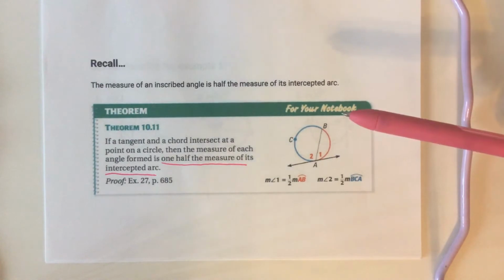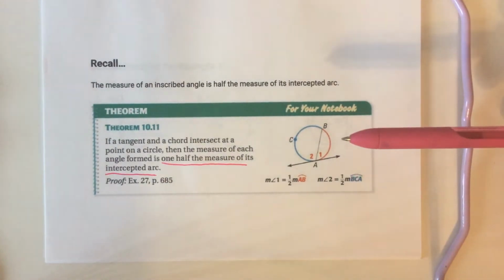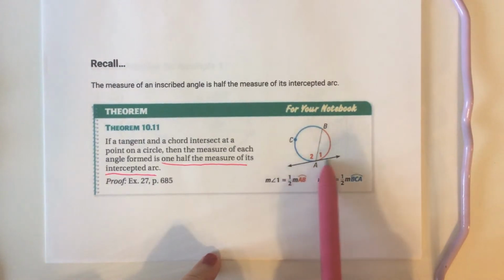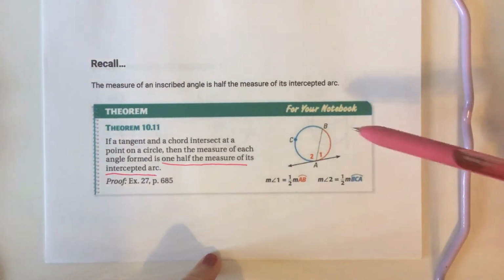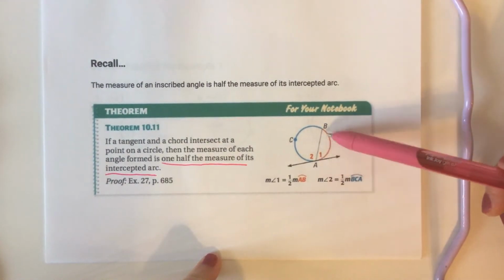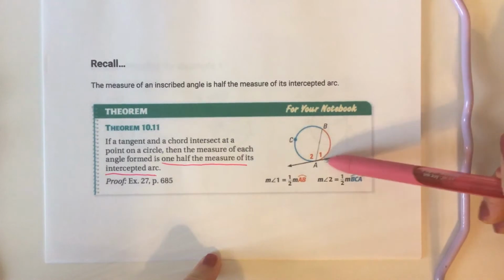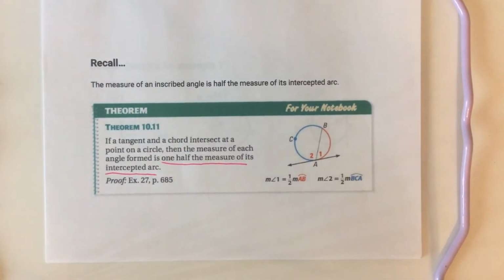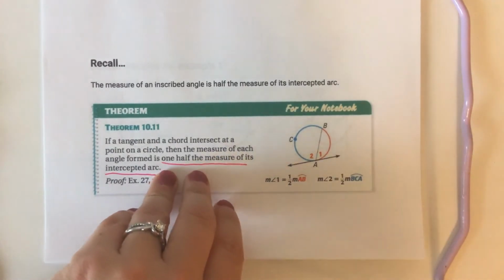But now we're talking about this angle created between a tangent and a chord. Remember, a tangent is outside the circle and intersects the circle at exactly one point, and the angle created by this chord right here is going to be 1/2 the measure of that intercepted arc right there. So still dealing with 1/2 the intercepted arc. Let's see what this looks like in an example.